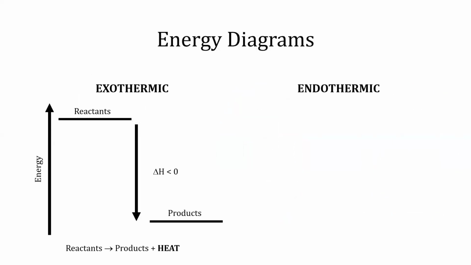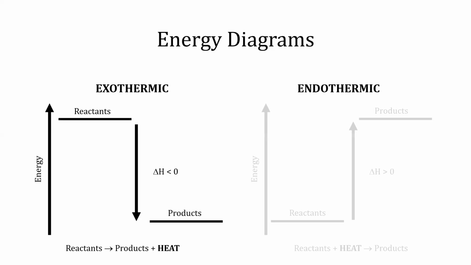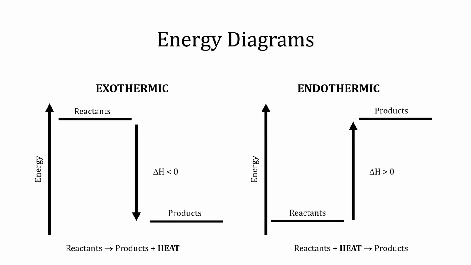Here are two energy diagrams showing the following illustrations. An exothermic system has a higher potential energy on the reactant side than on the product side. The result is that the enthalpy change, or delta H, is negative or less than 0 energy units. An endothermic system has a lower potential energy on the reactant side than on the product side. The result is that the enthalpy change is positive or greater than 0 energy units.